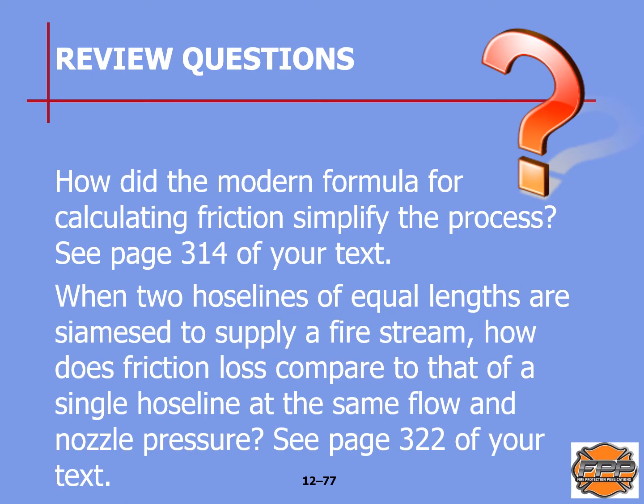Review questions. How did the modern formula for calculating friction simplify the process? See page 314 of your text. When 2 hose lines of equal lengths are Siamesed to supply a fire stream, how does friction loss compare to that of a single hose line at the same flow and nozzle pressure? That will be on page 322 of your text.